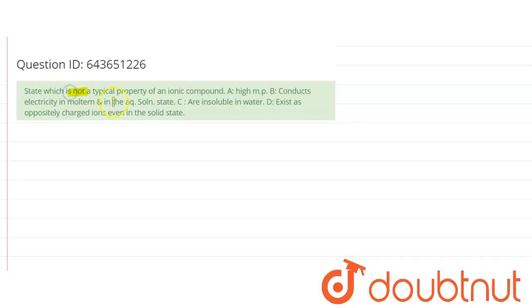So in this question, state which one is not the typical property. Whenever these kind of questions come, just underline and make a point that you do not miss the important word, "not" or "which is a typical property". It is asked: state which is not a typical property of an ionic compound. First, they have got high melting point. Second, they conduct electricity in molten and aqueous solution state. Third, they are insoluble in water, and D is what? They exist as a pair of oppositely charged ions even in solid state.